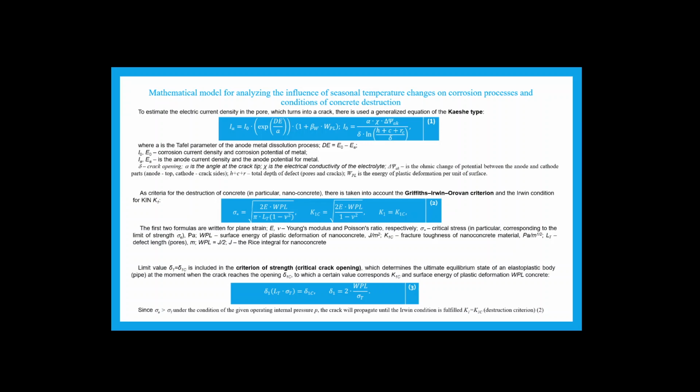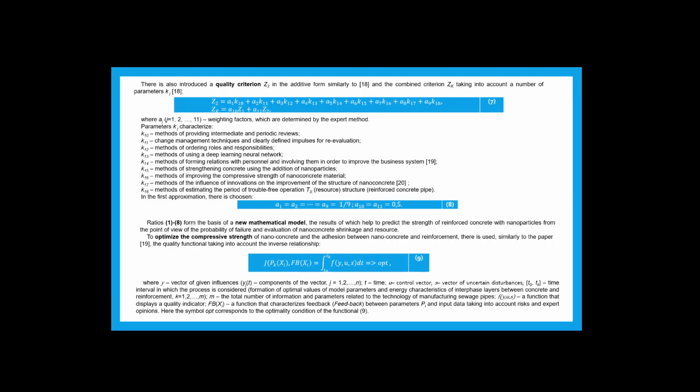So we are taking into account Cauchy type criteria of Griffith, Irwin, or Orowan, and the criterion of strength here, as you can see, and some restrictions, trouble-free operation, and multi-applicative quality criteria, and the quality criteria that is mentioned in formula 7, and some optimization of compressive strength, as it's mentioned in formula 9.